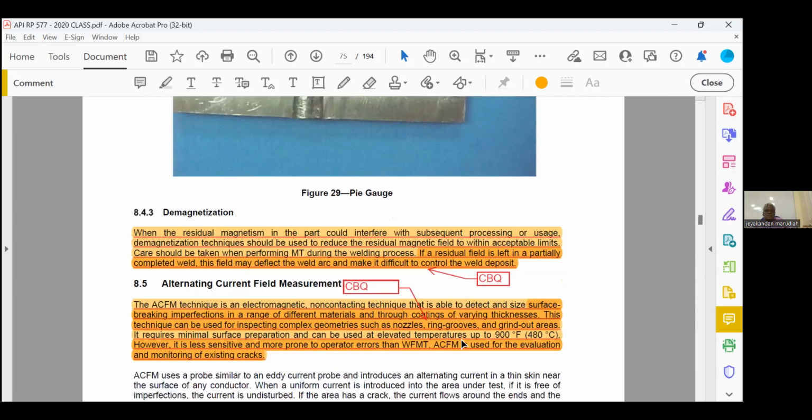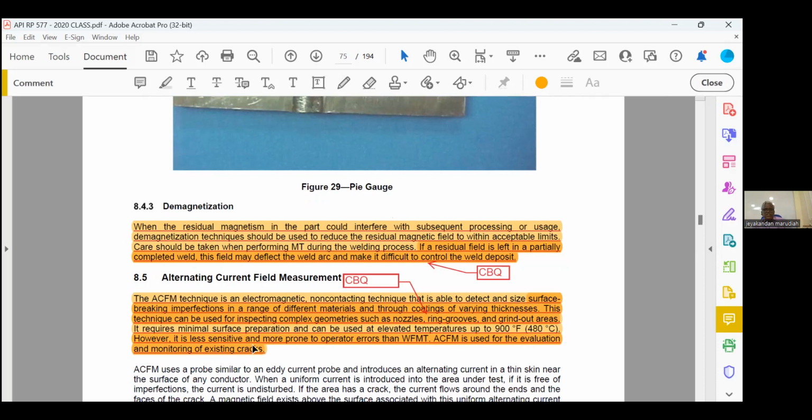Highlight this one. The ACFM technique is an electromagnetic non-contact technique that is able to detect and size surface-breaking imperfections in a range of different materials and through coatings of varying thickness. This technique can be used for inspection of complex geometries such as nozzles, ring grooves, and girth welds. That is closed book. The last line: however, it is less sensitive and more prone to operator error than wet fluorescent MT. ACFM is used for evaluation and monitoring of existing cracks.